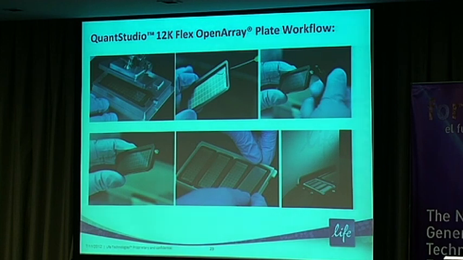So now if you think of the name QuantStudio 12K, 12,000, where did this number come from? It came from the fact that we can actually run 4 of these arrays simultaneously. You can get 12,000 data points of qPCR in a single run within 2 hours and 10 minutes. So in 2 hours and 10 minutes, you could accomplish the equivalent of maybe 2 or 3 months worth of work.